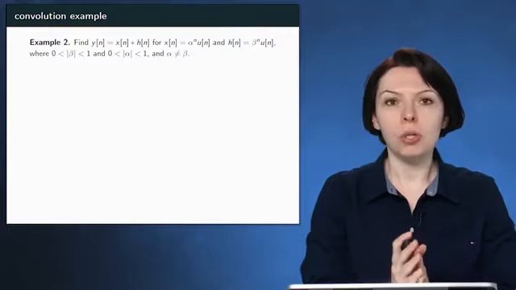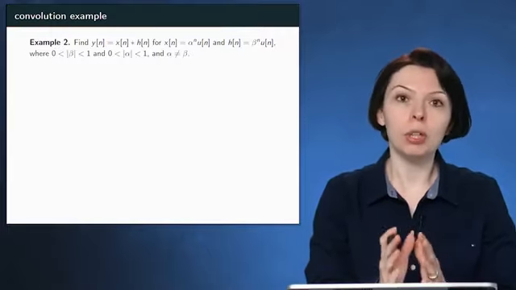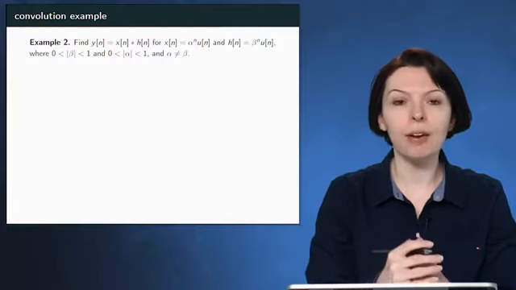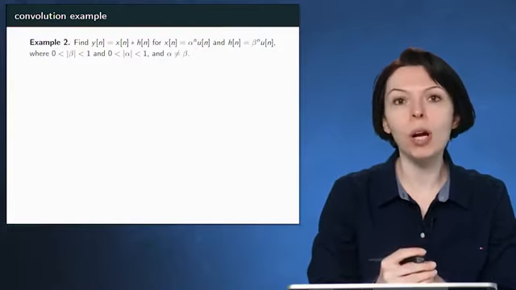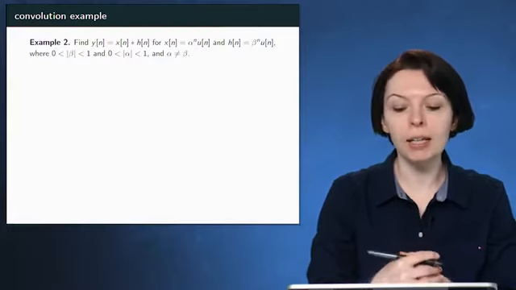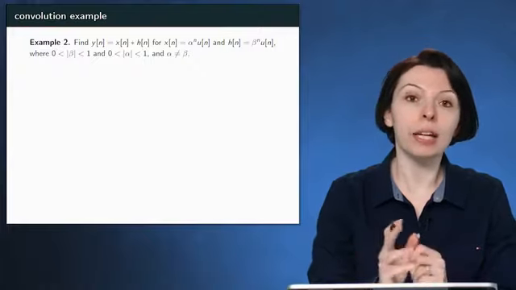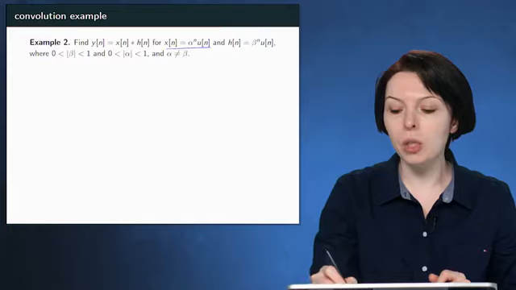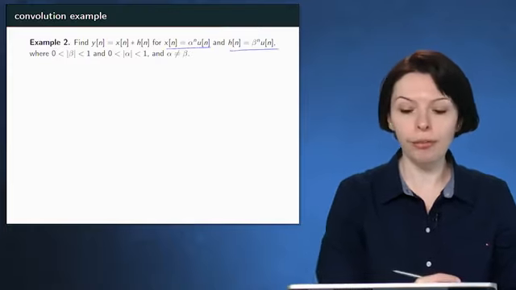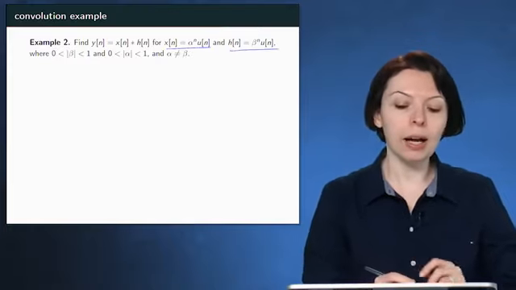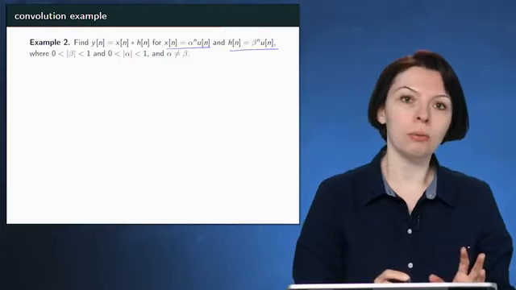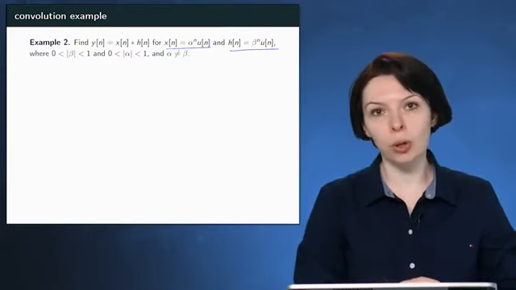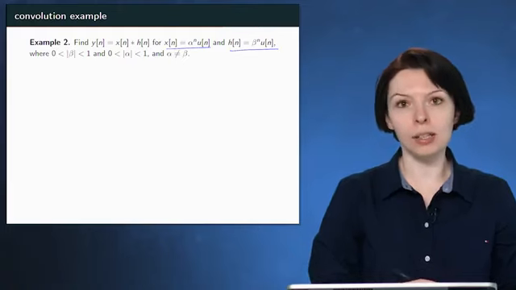Now that you saw how to graphically compute the convolution, let's look at another example, where we are not going to use the graphical method, but we are going to use the equation of convolution to find the convolution of x of n and h of n. So x of n is alpha to the power of n u of n, and h of n is beta to the power of n u of n. The absolute value of beta is less than 1 and greater than 0. The absolute value of alpha is between 0 and 1, and alpha and beta are not equal.